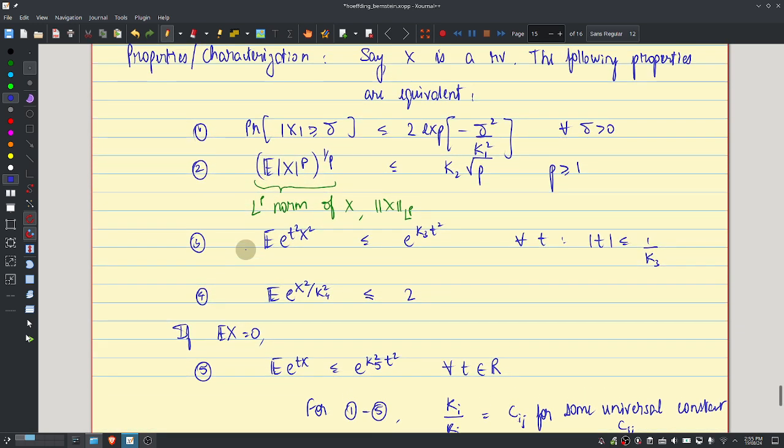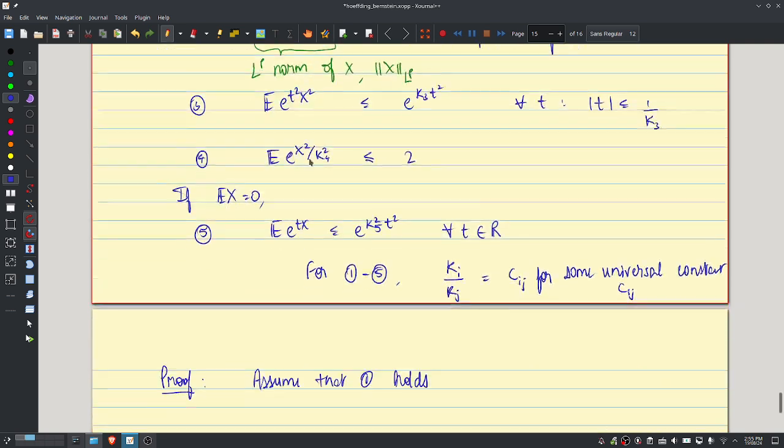Okay, so right now what do I want to do? I want to bound the expected value of mod x whole to the power p. So let me start with that.